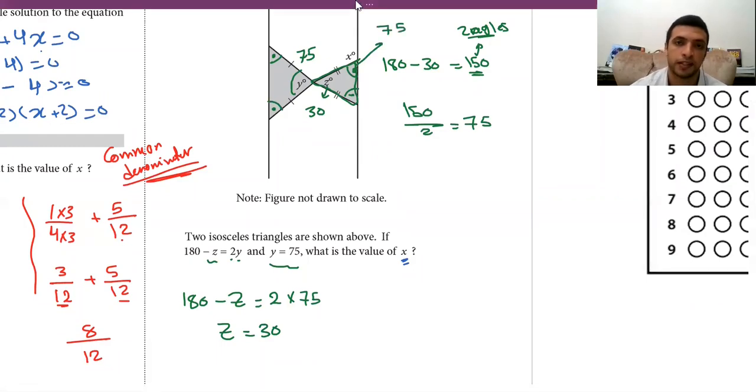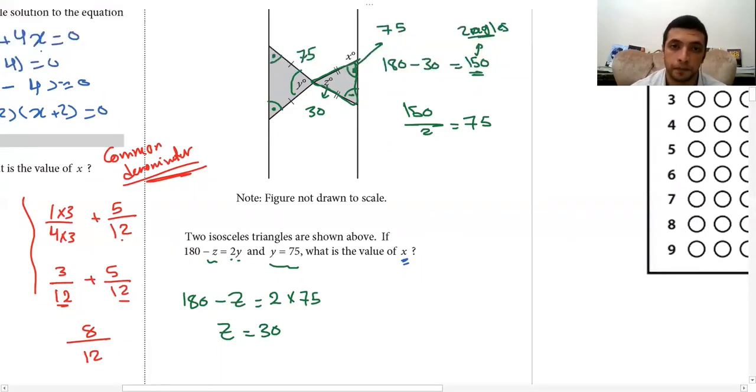Okay, I want x. I know that the straight line is 180 degrees. So 180 minus this 75, I'm going to get x. 180 minus 75 equals 105, and this is it.